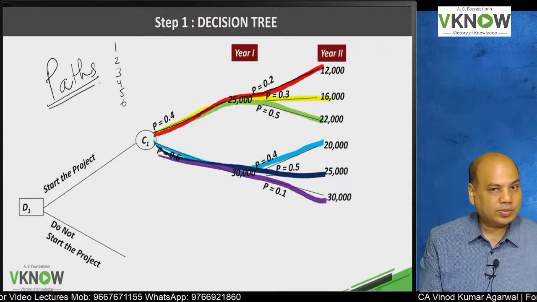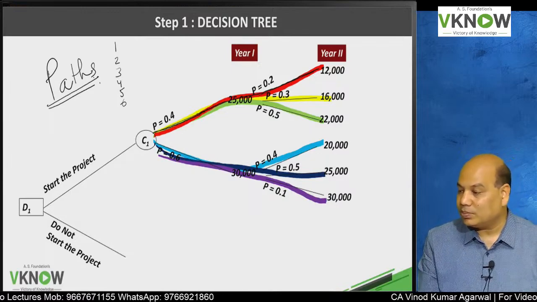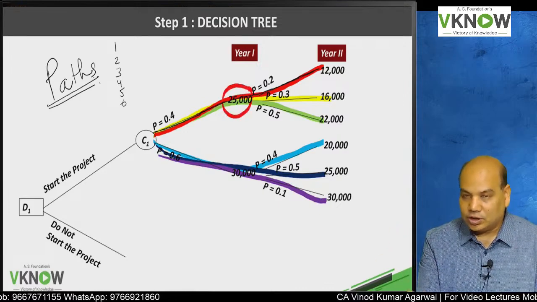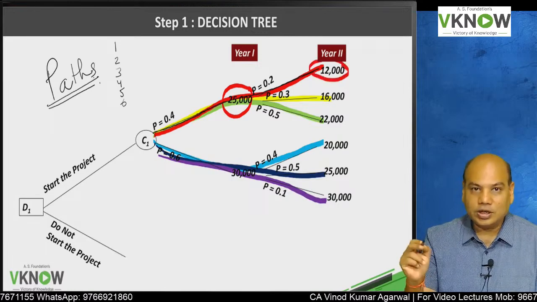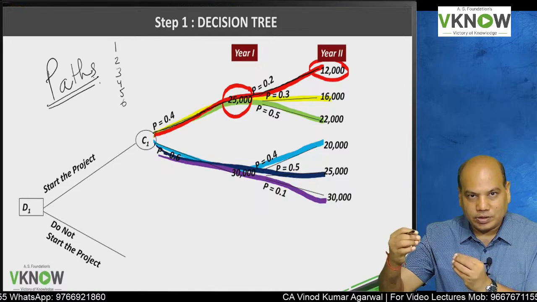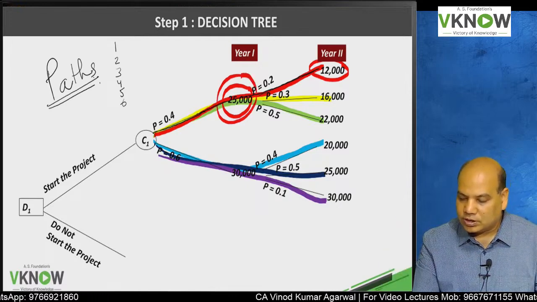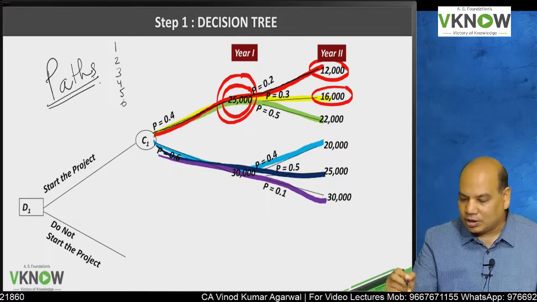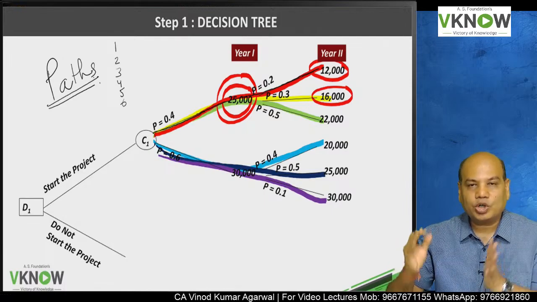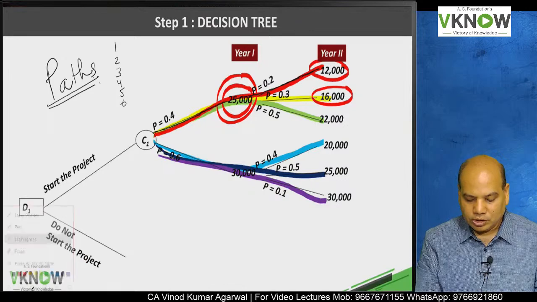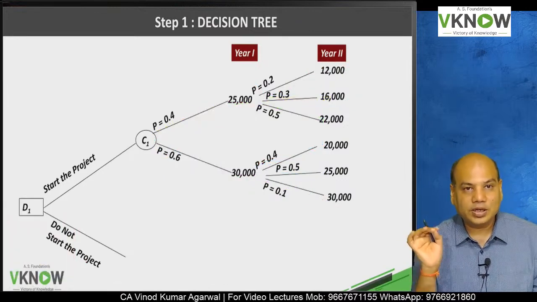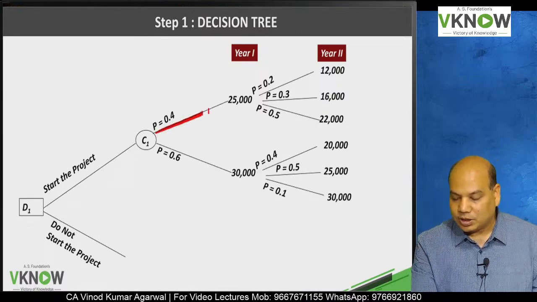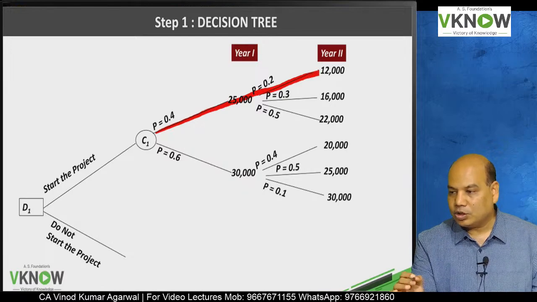If there are 6 paths possible, there will be 6 possible NPV also. If you get 25,000 in year 1 and 12,000 in year 2, this combination will give 1 NPV. If you get 25 in first year and 16 in the second year, this combination will give you second NPV. Likewise, we will have total 6 possible NPVs, but each NPV will have a probability. So what is the probability of the first path?